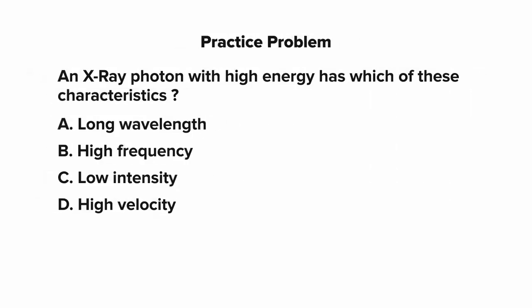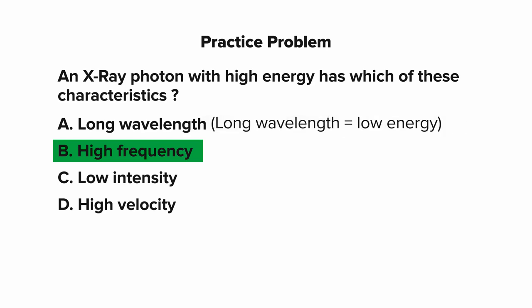Here's a practice problem to make sure that you understand these concepts. An X-ray photon with high energy has which of these characteristics? Take a moment to think about this question and decide what you think the answer is. The correct answer is B, high frequency. When frequency increases, this means there are more waves per second and shorter wavelength, which corresponds to a higher energy photon. A is not correct because a long wavelength results in low energy.